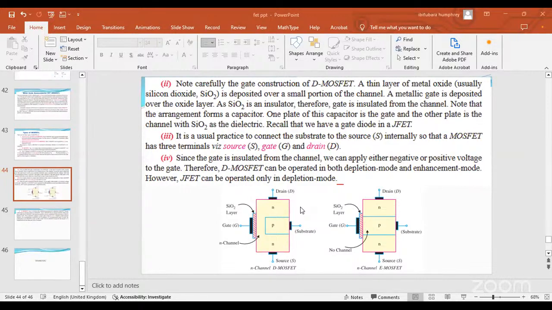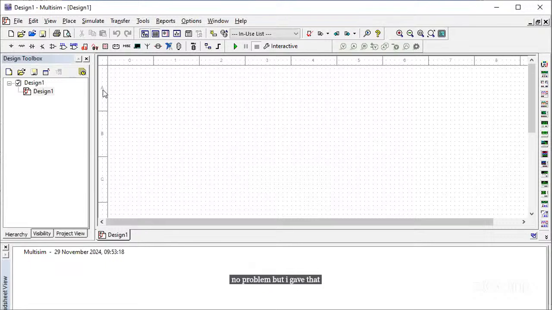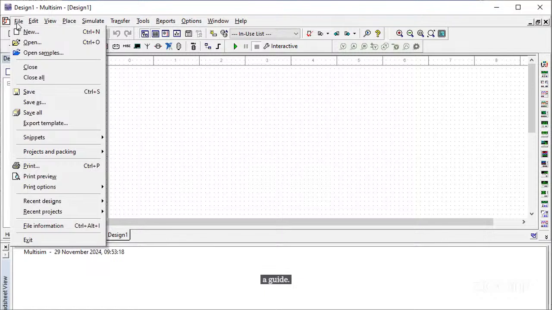I have a question, sir. Good morning, sir. Yes. The circuit diagram, we have to follow it strictly, right? Not necessarily. Anyhow you want to do it, that will be okay for you. No problem. But I gave that circuit diagram as a guide. Okay, sir.